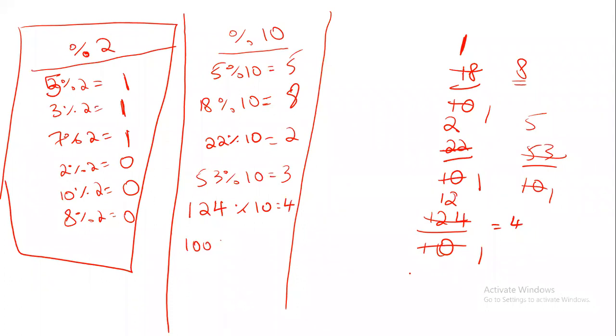Next problem, 1001. Let me write here. So 1001 mod 10. What is the answer here? 1001 divided by 10 I will do. 10 ones are 10, 10 hundreds are 1000. How many more is remaining? One more is remaining. That's why the answer is 1.